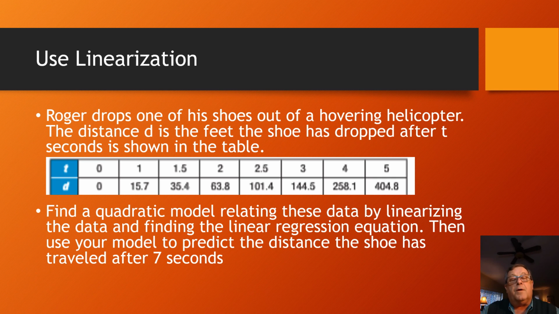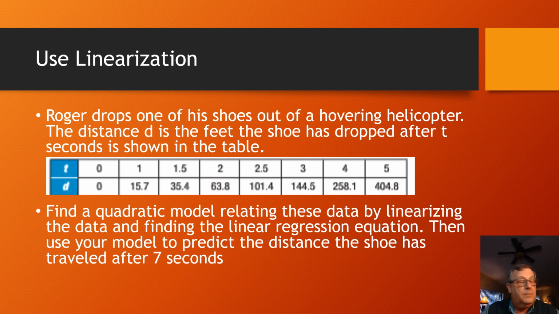Now, we got a table here where D is the distance in feet that the shoe has dropped after T seconds. So time, we got time measured in seconds, 0, 1, 1.5, 2, 2.5, 3, 4, 5. And D is the distance that the shoe dropped after so many seconds: 0, 15.7, 35.4, 63.8, 101.4, 144.5, 258.1, and 404.8. He was over 100 yards high when it dropped in 5 seconds.